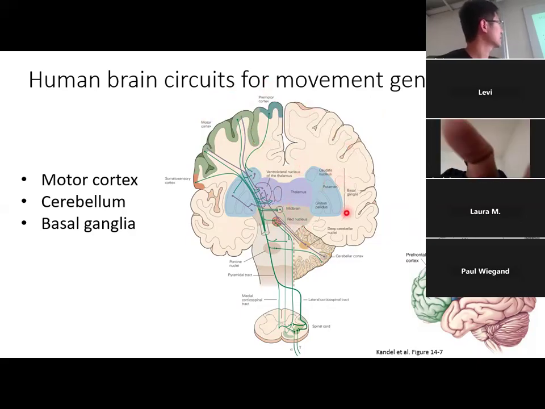And on the side, there's this part called the basal ganglia. You see there are different components of the basal ganglia. We'll come to this later.